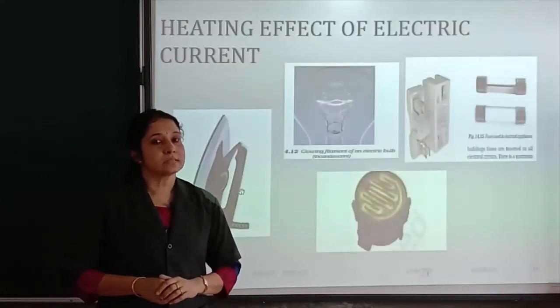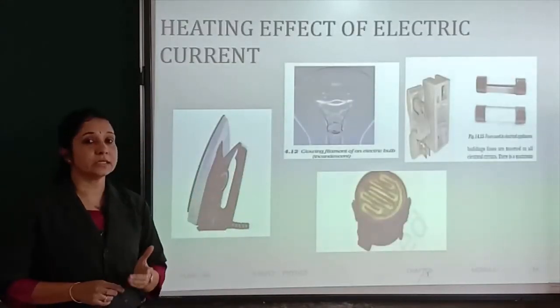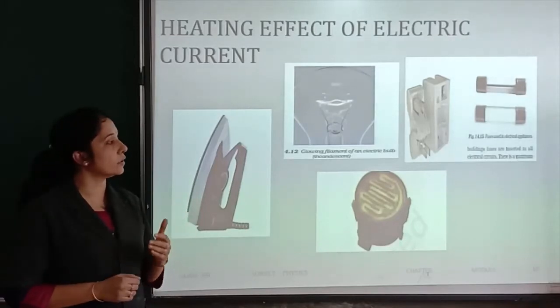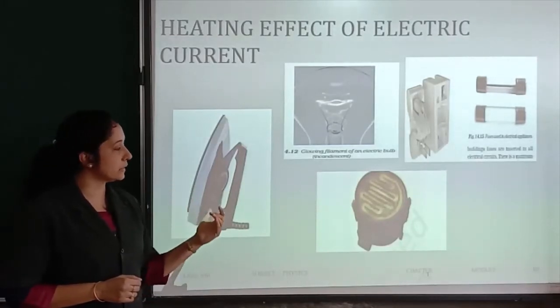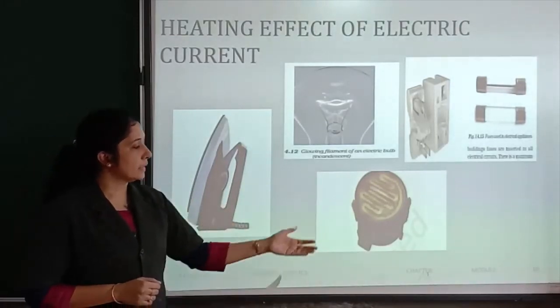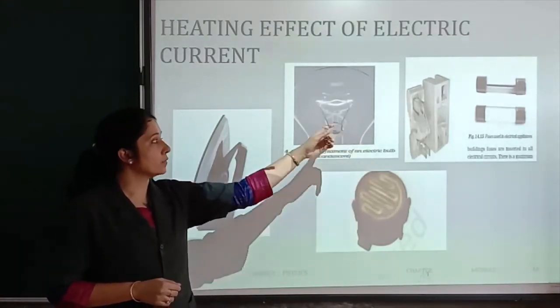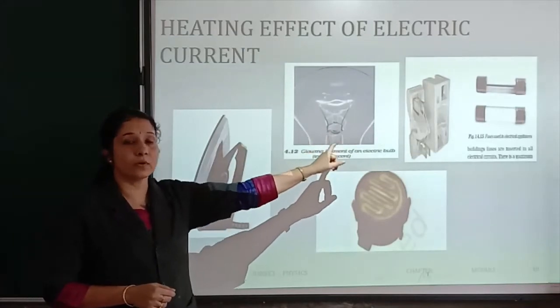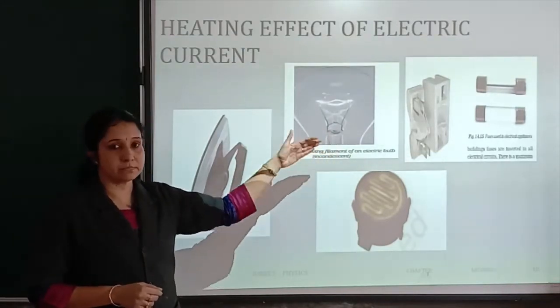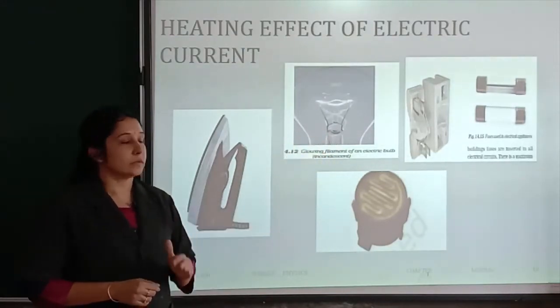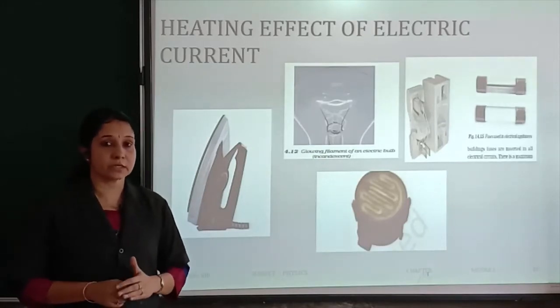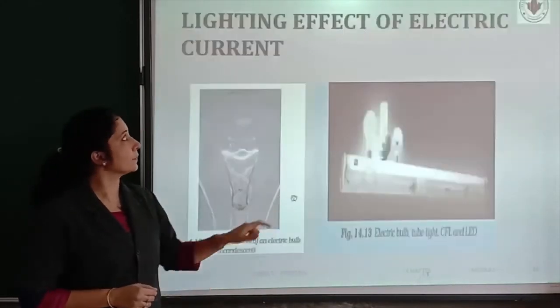And here are some examples of the heating effect of electric current. We are using a lot of devices such as electric iron, then hot plate or electric heater, then electric fuse, and also this is an incandescent bulb or the filament bulb. So these are all working with the heating effect of electric current.